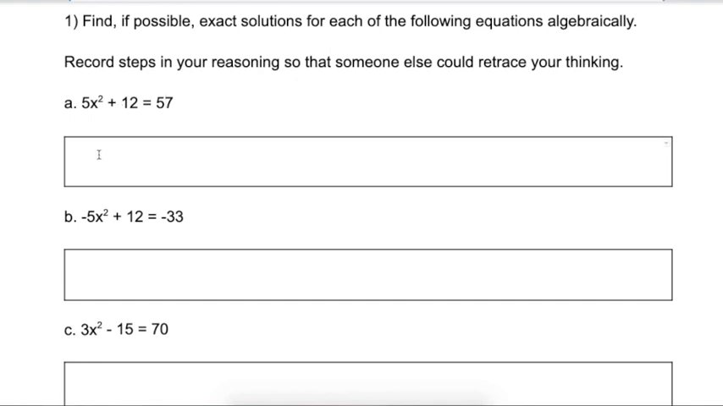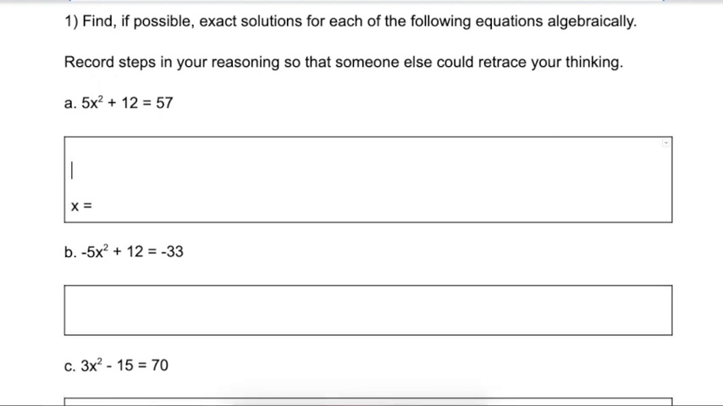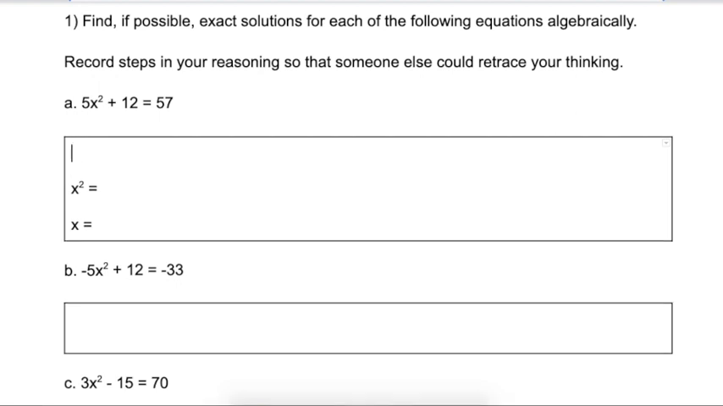And here's how it goes. The object of the game is to get x all by itself. And in order to do that, so what I want is x equals here. In order to do that, I've got to figure out what x squared equals. And then to figure out what x is, I will square root. Remember, there's always going to be two answers.